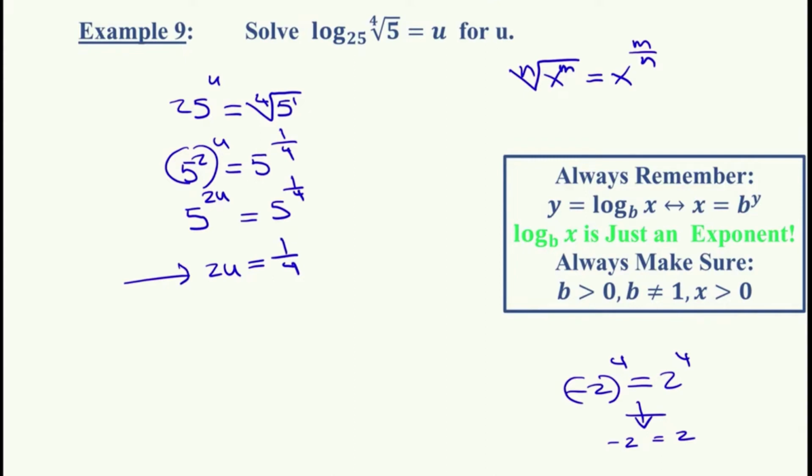All right, so now we're going to go ahead and multiply both sides by 1/2 to go ahead and solve for u, or divide by 2, same thing. Multiplying by 1/2 and dividing by 2 are basically the same operation. All right, so we end up with u is equal to 1/8.